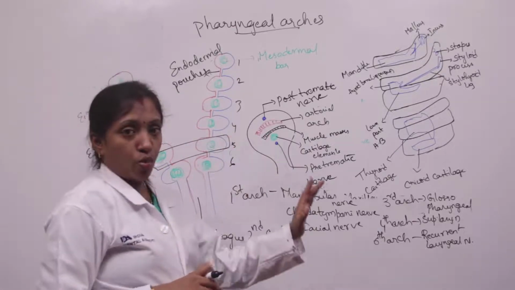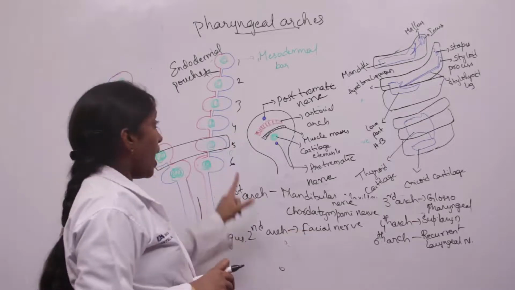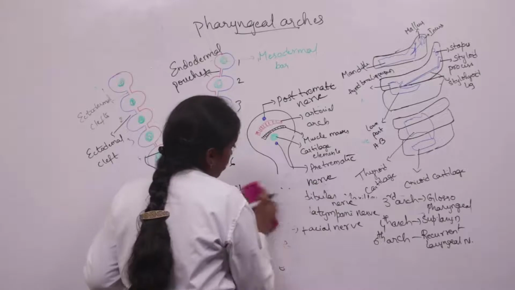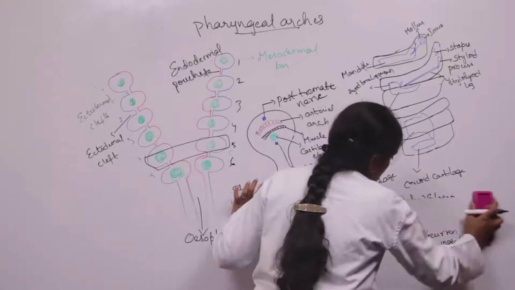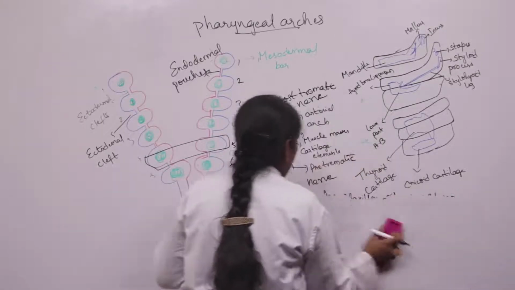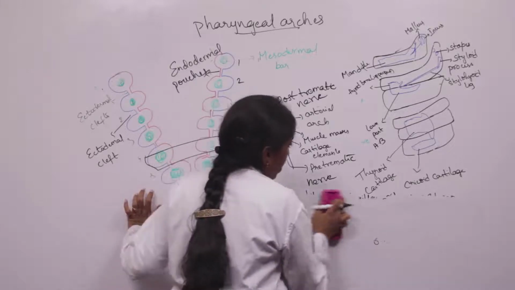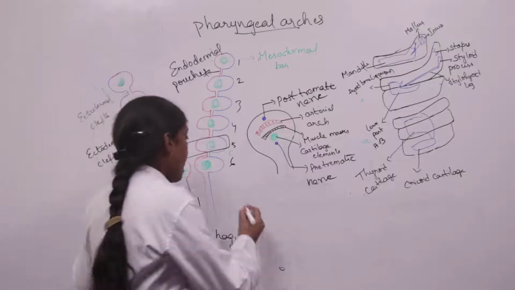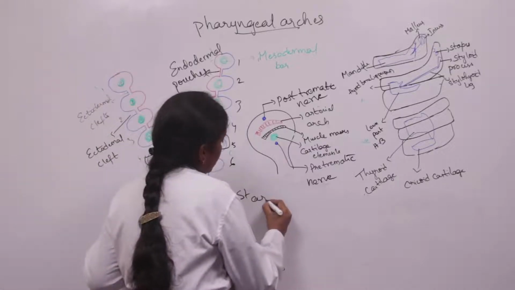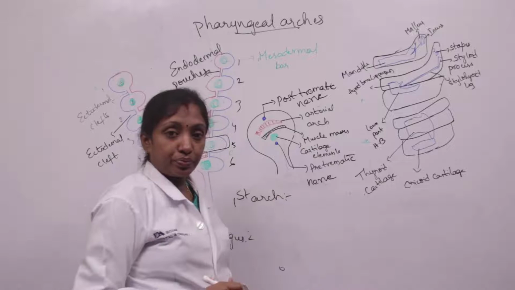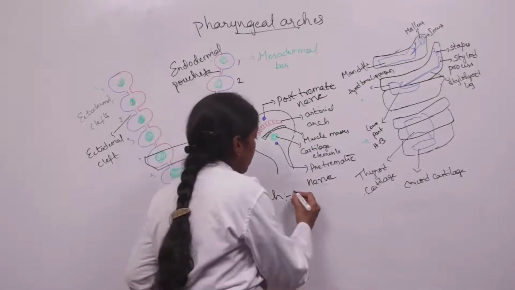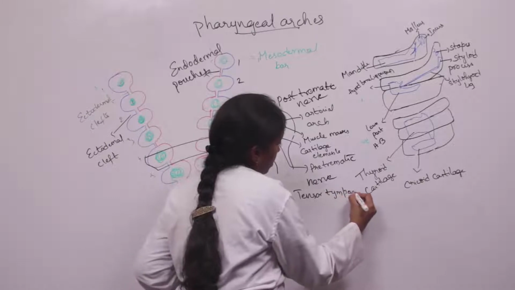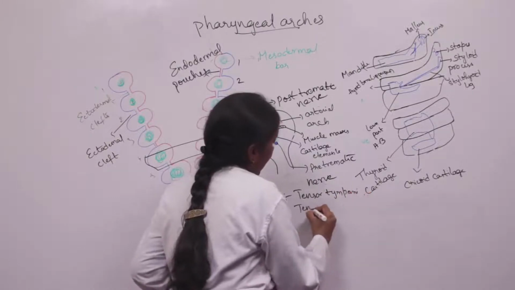So aortic arches are over and the nerves are over. And coming to the muscle masses, what are the muscle derivatives from the pharyngeal arches or mesodermal arches? So the first arch muscles are tensor tympani, tensor veli palatini.